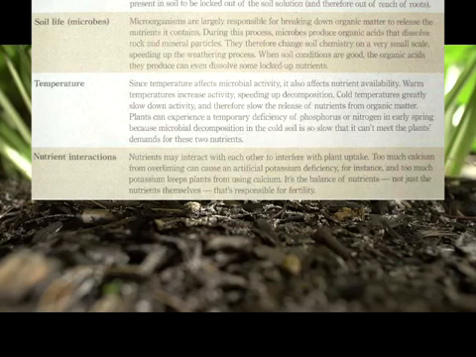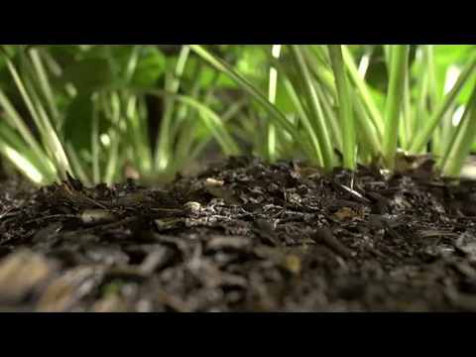Nutrient interactions. Nutrients may interact with each other to interfere with plant uptake. Too much calcium from overliming can cause an artificial potassium deficiency, for instance, and too much potassium keeps plants from using calcium. It's the balance of nutrients, not just the nutrients themselves, that's responsible for fertility.